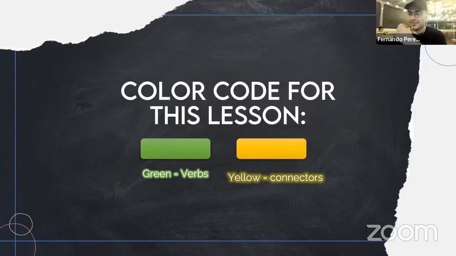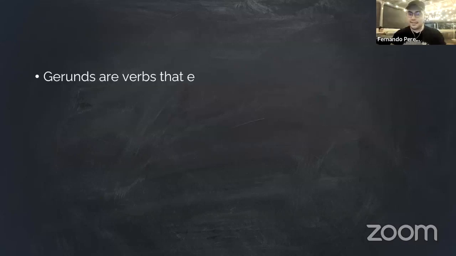Verbs and connectors. Technically, what we are going to study right now is the difference between a gerund and an infinitive verb, which is as follows here. Gerunds are verbs and this.